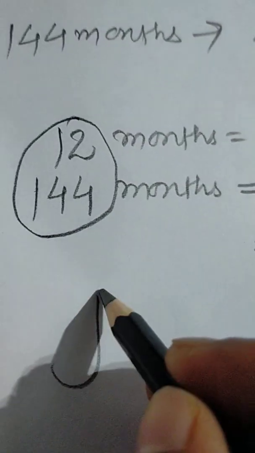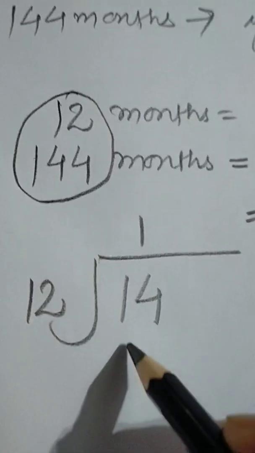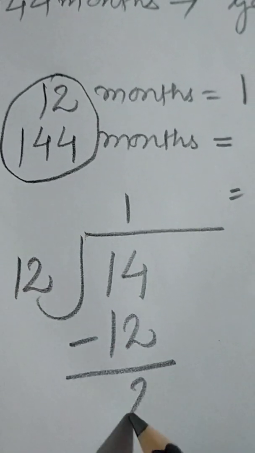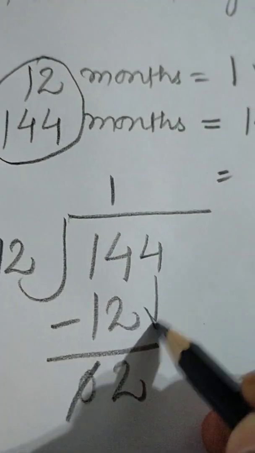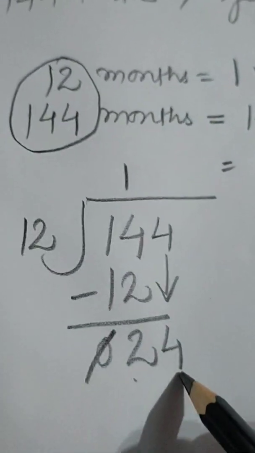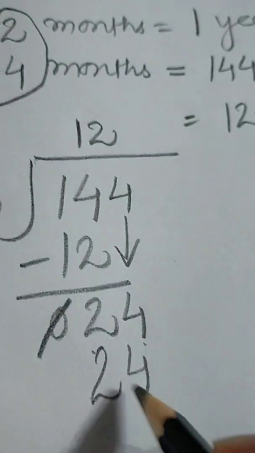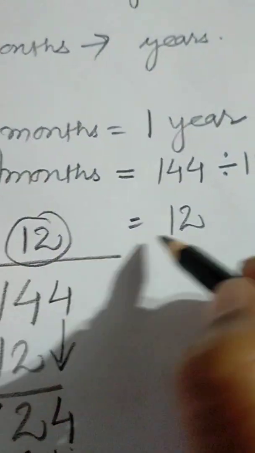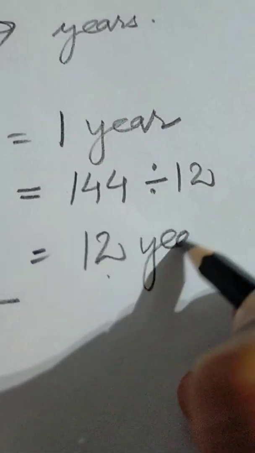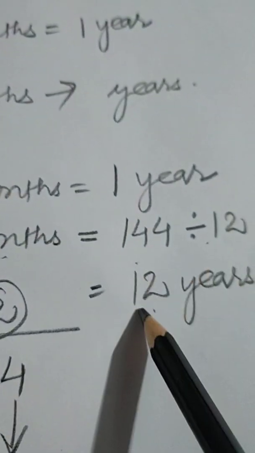See how we will divide this. Yes, firstly we will write 14. Here 12 ones the 12. Then 2 will be there. This 0 we will ignore, and next digit is 4. We will bring it down. Now it has become 24. 12 2s the 24. Yes, 24 minus 24, there will be 0. Now here which answer we will get? We have got 12, and with 12 we will write years. In 144 months there are 12 years.